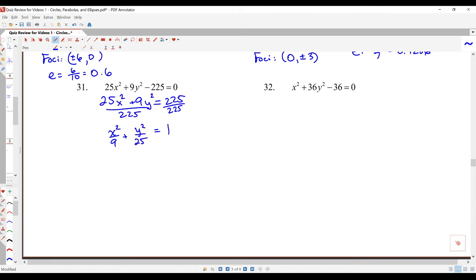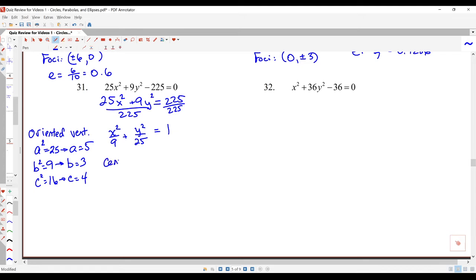So again, here we are in standard form. From here, I can see that this is oriented vertically. That a squared is 25, so a is 5. That b squared is 9, so b is 3. c squared is a squared minus b squared, so that would be 16. So c, sorry, is 4.